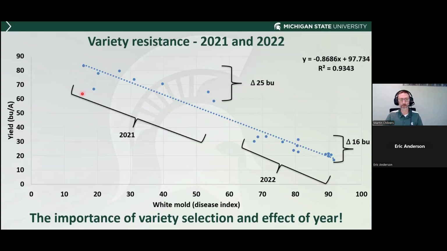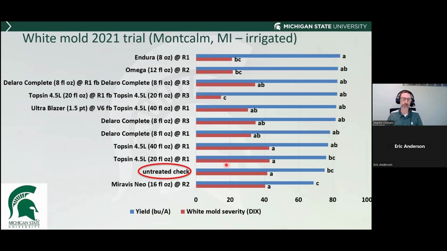But in 21, what I'm showing here is that we had about a 25 bushel spread from the most resistant soybean variety to the most susceptible. In 22, that range was less, but still about a 16 bushel difference under very severe disease pressure from that most resistant through to the most susceptible. So variety selection is really important, and that could be another factor to help you try and prioritize maybe where to spray if needed. We run a lot of fungicide trials.